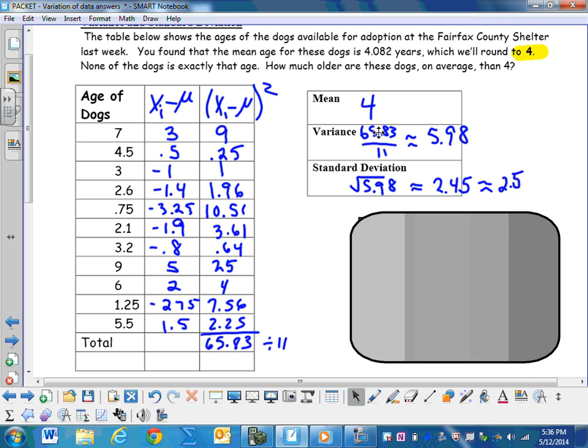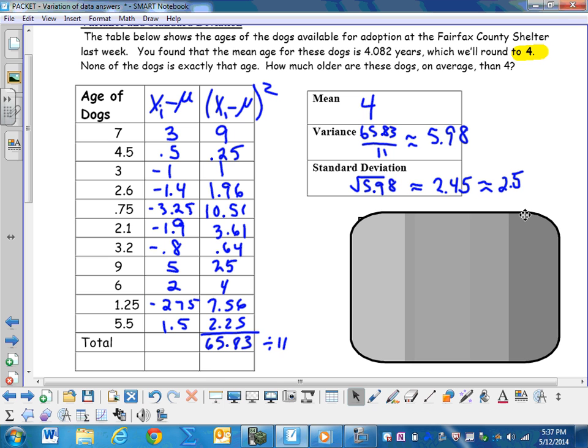So our mean is 4, our variance is 65.83 divided by 11, which is approximately 5.98. Once I have the variance, if I take the square root of 5.98, it's approximately 2.45, or I'll round to 2.5. That is our standard deviation, the square root of the variance.